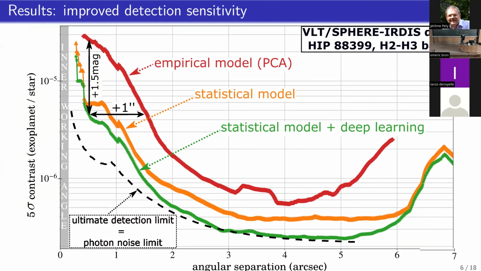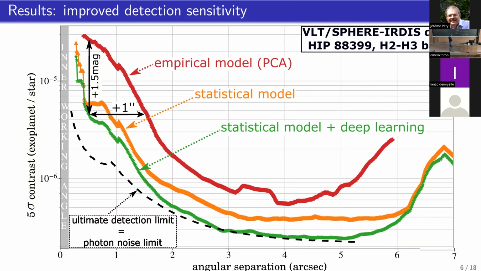Okay, so let's move on to some results. These are detection results in the form of detection contrast curves, which represent on the y-axis the minimum flux that an exoplanet can have to be detected at a given and fixed probability of false alarms as a function of the distance to the star. So the lower is the better, and the curves are decreasing because, of course, it is harder to detect planets close to the star than far away.